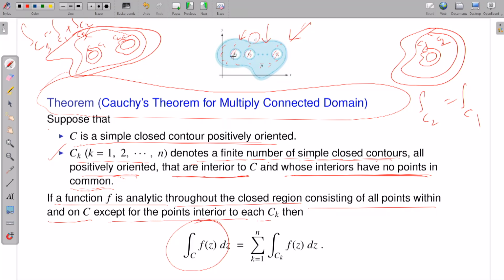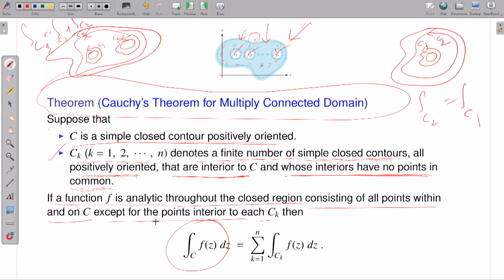Now interior to each Ck, this is the white region. Interior of C1 is the white, interior of C2 is the white, interior of Cn is the white region. So the white ones are not a part of the domain. I mean, there are holes. Therefore it should not be analytic, because my function is not even defined there. So my function is analytic only on the blue shaded region.